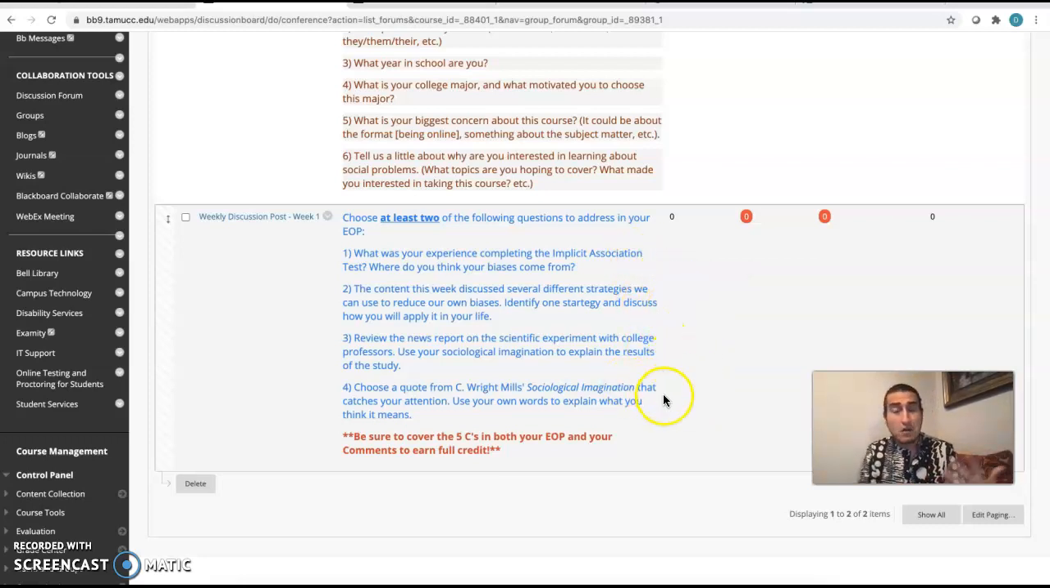You can address 3 or all 4 if you'd like, but remember, in the 5 C's and the guidelines document for your posts, I ask that your educated opinion post be 300 words, right? You can definitely go over that. I wouldn't try and go too far over that because remember, other people have to read your post as well. And if you write too much, people are less likely to read all of it. So I try and keep it around 300 to 400 words. And be sure to follow and cover the 5 C's in both your EOP and in your comments.